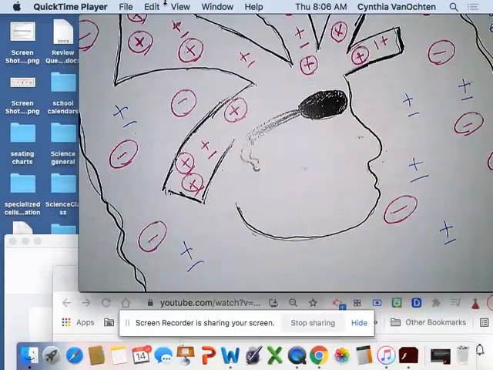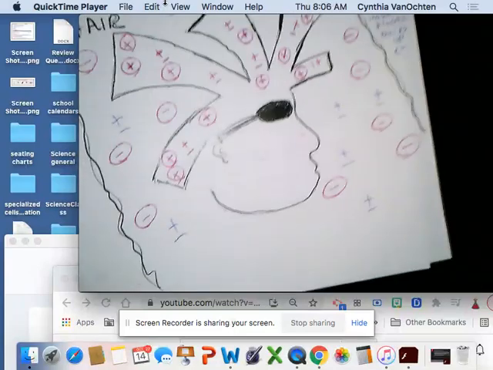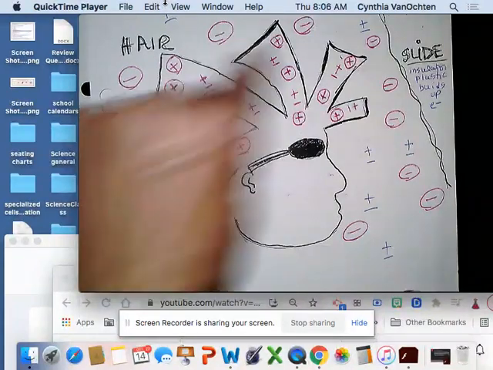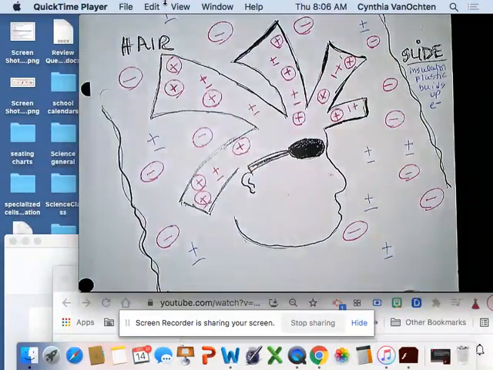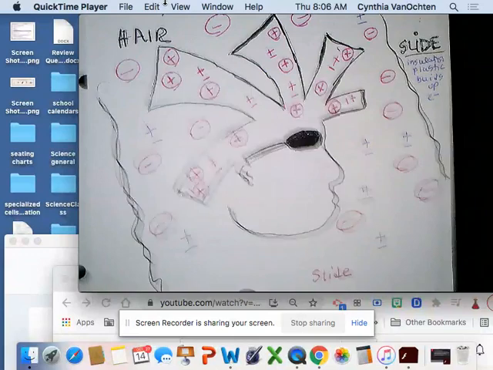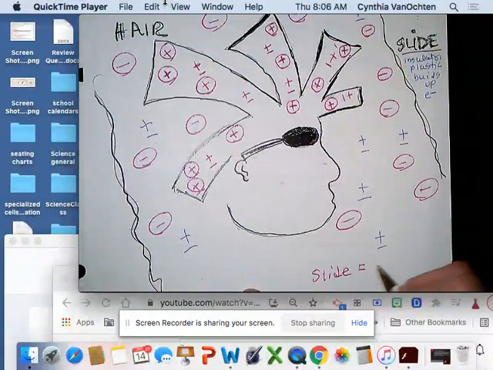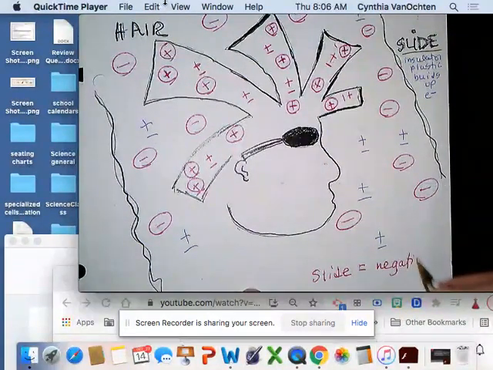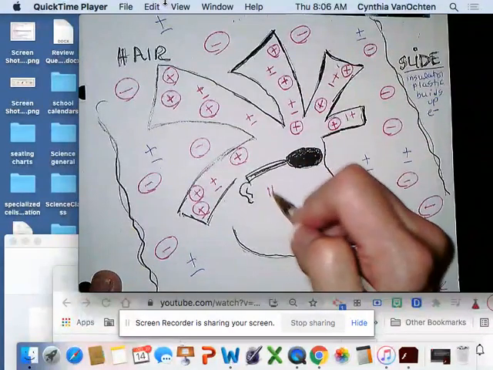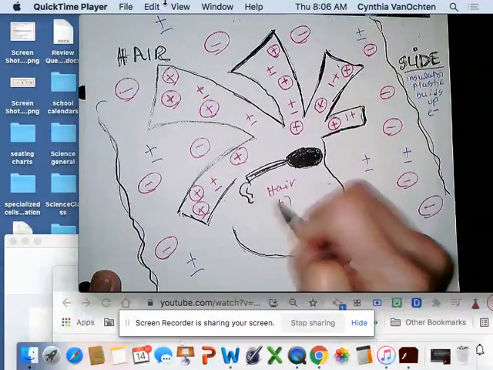I want to have some consistency, so I'm going to back my camera up here. However many electrons I took off the hair, I'm going to put on the slide. So what's the overall charge on the slide? Is it negative or positive? Negative. So slide equals negative charge. And what about the hair? Hair has a positive charge.